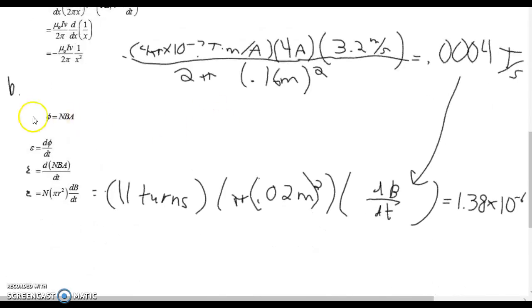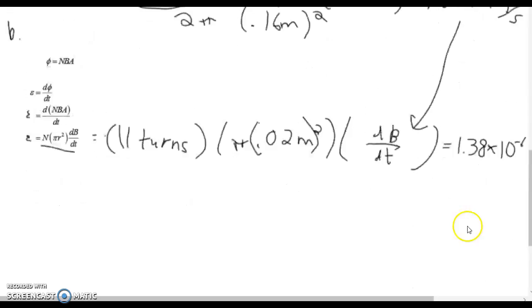So now over here, your magnetic flux, epsilon equals the rate of change of the magnetic flux over time. You rearrange it, you end up getting this equation, which then is going to have dB dt. Plug it all in, use the answer you got there, and then you get that, and it's in volts.